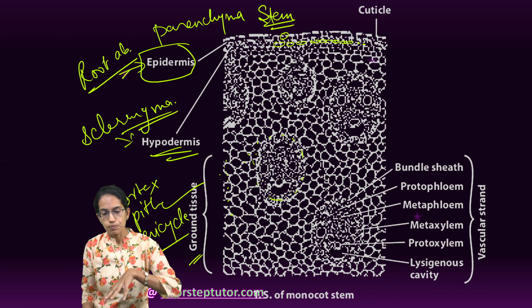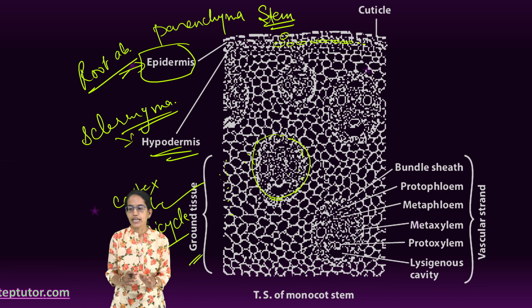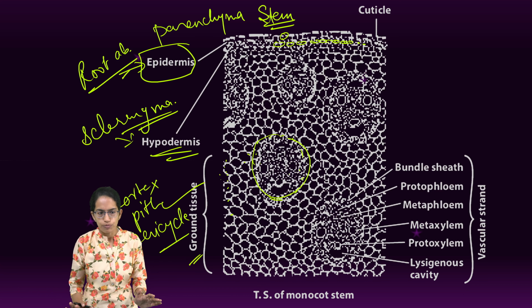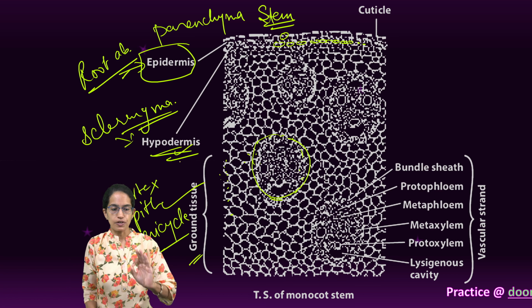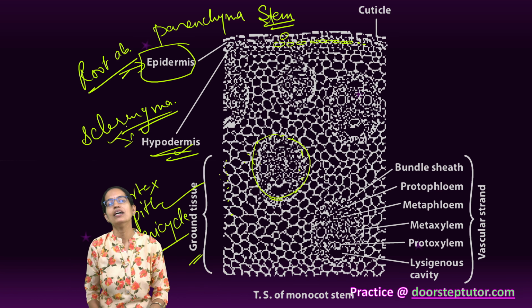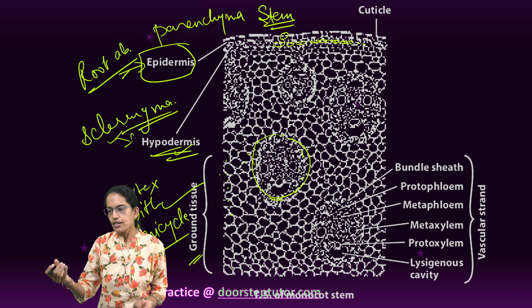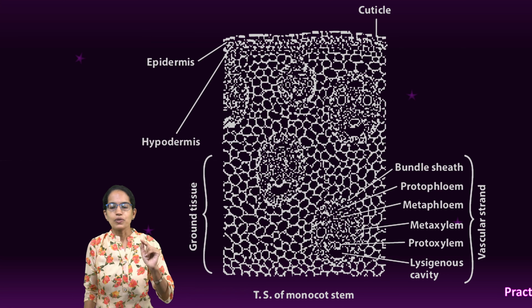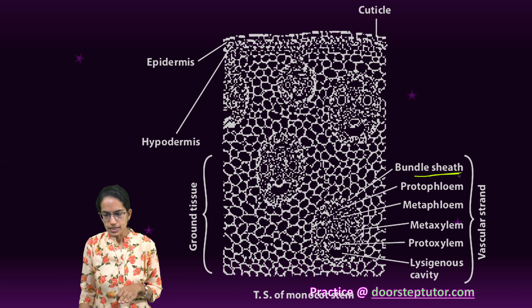Vascular bundle is present within the ground tissue, and these cells do have reserve material, that is reserve food material, which is present. Hypodermis, we already said the main function of hypodermis, since it is sclerenchyma, we well know that it would provide mechanical strength and rigidity to the stem. Now the next is vascular bundle. Vascular bundle is enclosed within the bundle sheath.